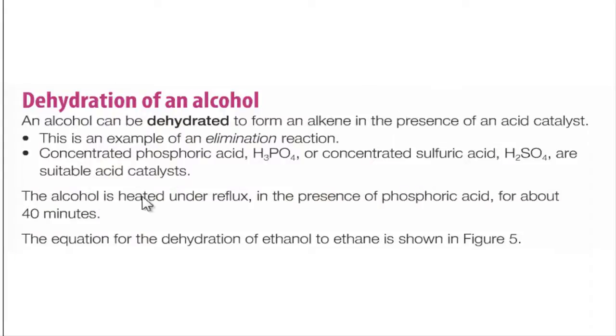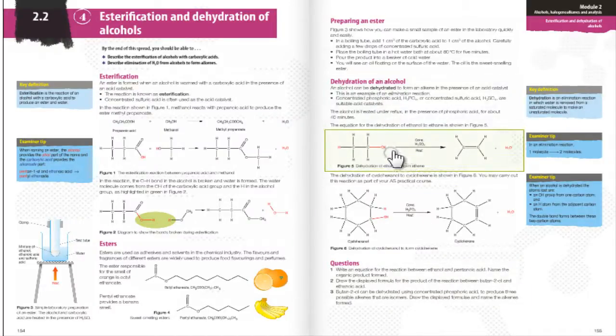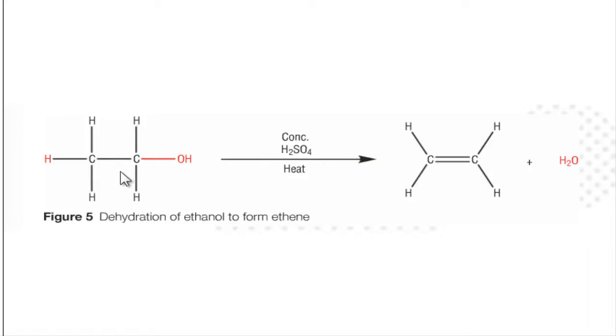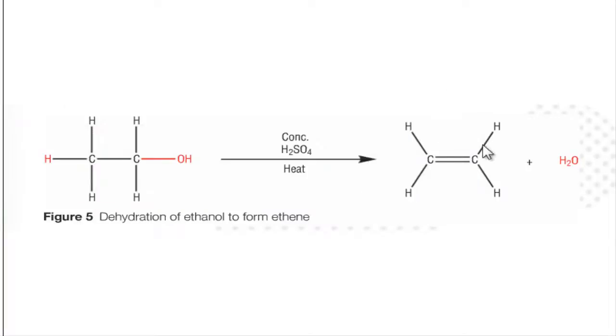The equation for the dehydration of alcohol is shown below, so we'll just have a look at this equation. Ethanol plus concentrated H2SO4 creates ethene, which is the simplest alkene you can get, and H2O.